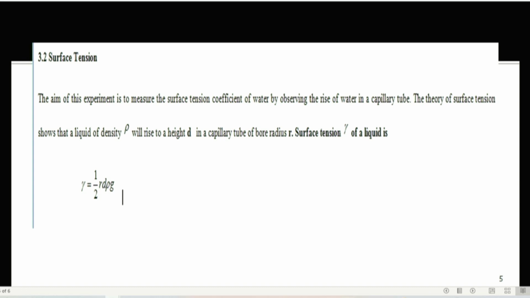So what I'm saying in essence is that if you have a capillary tube, water is inside it, and you want to determine the surface tension, the coefficient of surface tension of that water, once you get these parameters, you can conveniently put them in this formula and get the surface tension of the liquid.